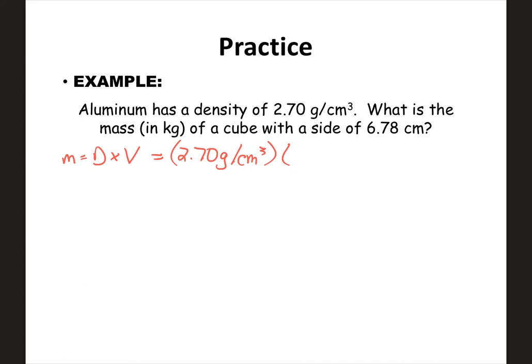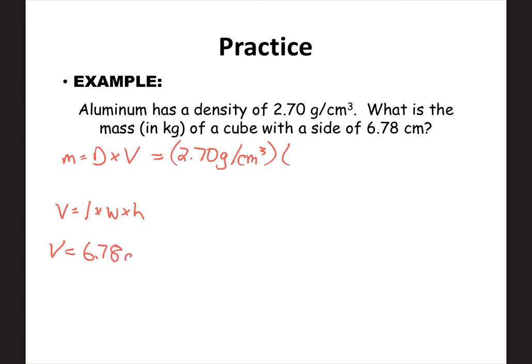When I go to plug in volume, though, this is where I have a problem. They didn't give me a volume. You need to realize that they told you the side length of a cube to be 6.78 centimeters. That's a unit of distance. That's not volume here. All right. So you have to realize, oh yeah, to figure out the volume here, you have to do length times width times height. All right, keep that in mind. Volume is length times width times height if you're given a distance unit. In this case, it's a cube. So essentially, it would just be the side length cubed.